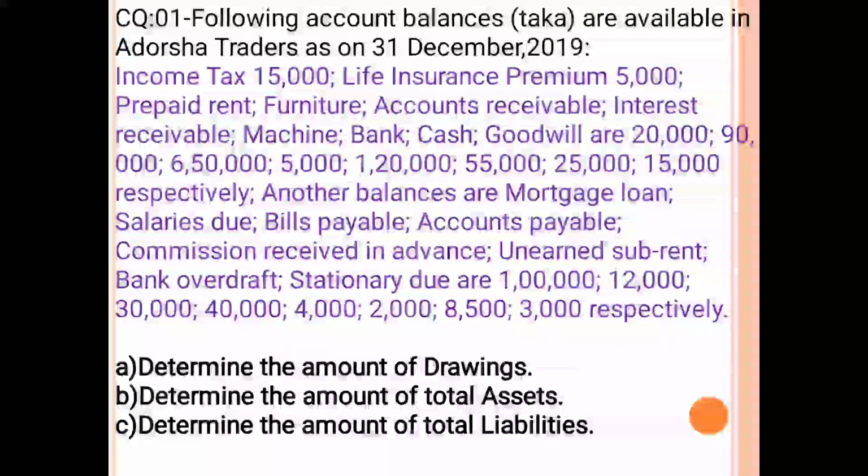So now you can start our solving of the theoretical question. At first you have to draw 3 formats in 3 different pages. First format for drawings, second format is for total assets, third format is for total liabilities. In the general format, there are totally 4 columns available: date, account title, amount taka, that is detail, and total.